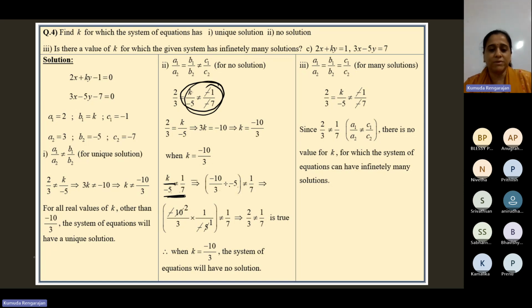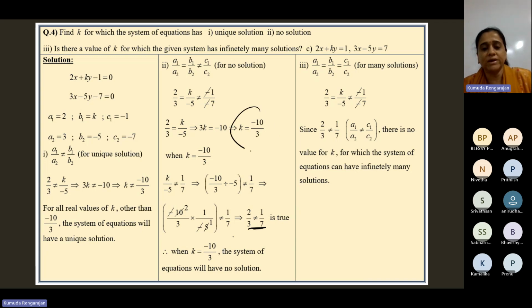That implies division becomes multiplication and this becomes its reciprocal. Okay, so it's like this. Then minus minus cancels, 5 ones are 5, 5 twos are 10. So what do you get? 2 by 3. 2 by 3 is not equal to 1 by 7. True. So when k is minus 10 by 3, the system of equations will have no solution.